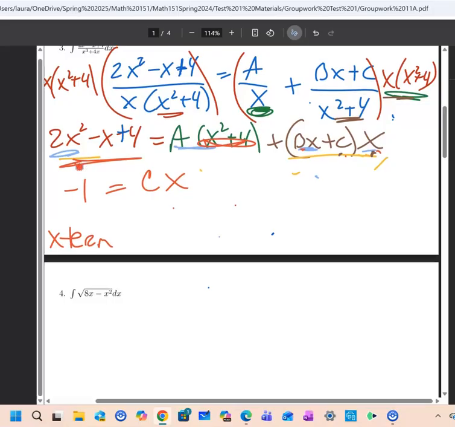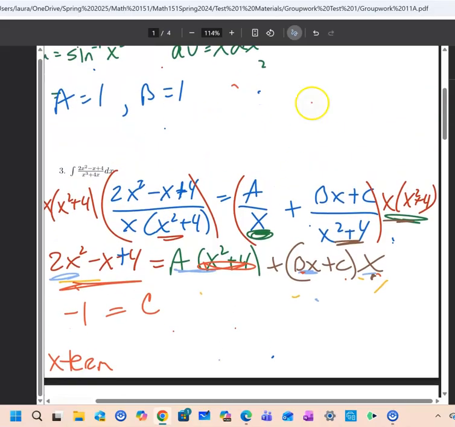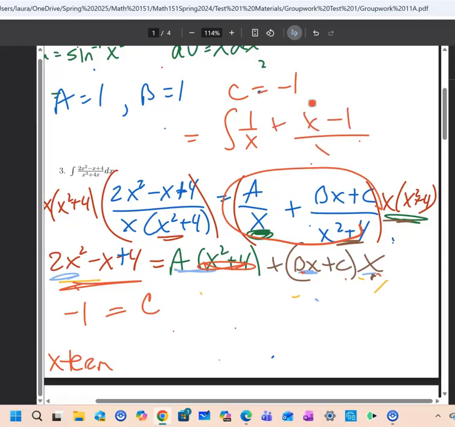And so that would mean that c is, sorry, shouldn't put the x there. That c times x is the x term. So c is -1. Look at that. Okay, got it. So now let's plug all of that back in to the original. c equals -1, so I plug that back into here. So I get 1 over x plus x minus 1 over x squared plus 4 dx.